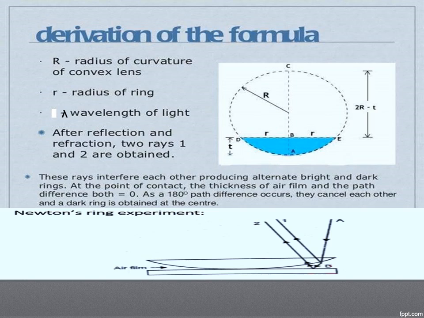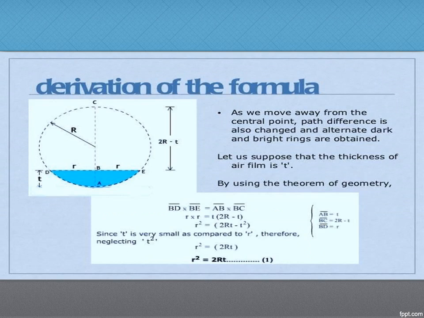Let the distance from point B to point C be 2R minus t. As we move away from the central point, the path difference also changes and alternate dark and bright rings are formed. Let us suppose that the thickness of the air film is small t. By using the theorem of geometry, BD multiplied by BE is equal to AB multiplied by BC.